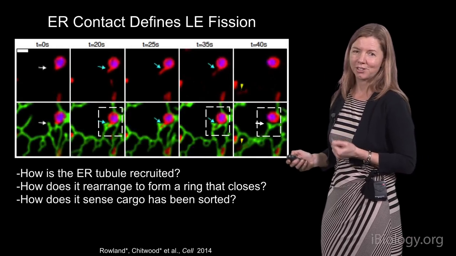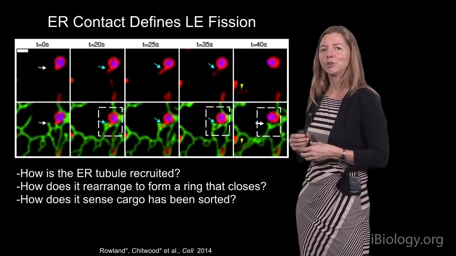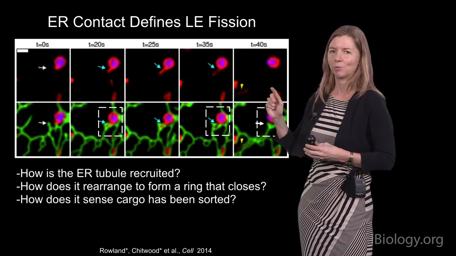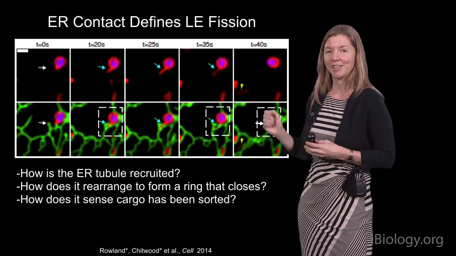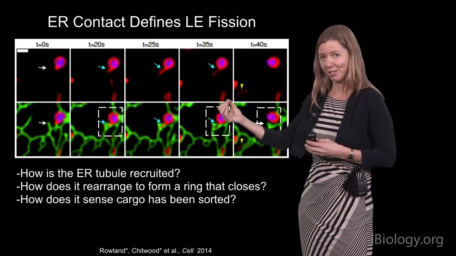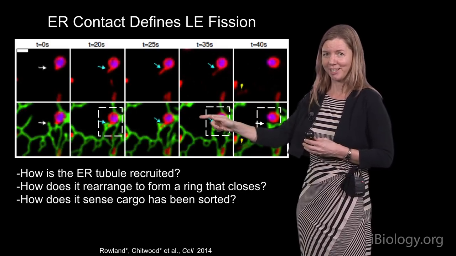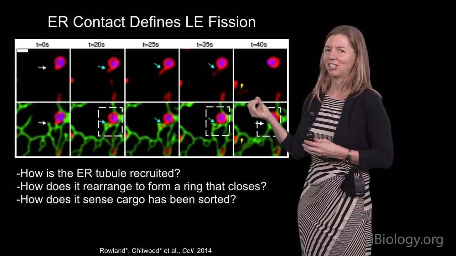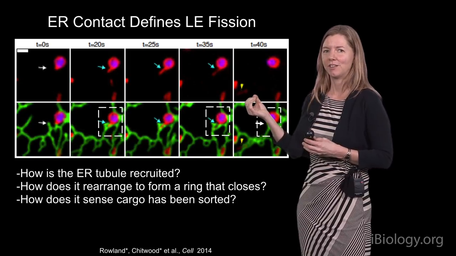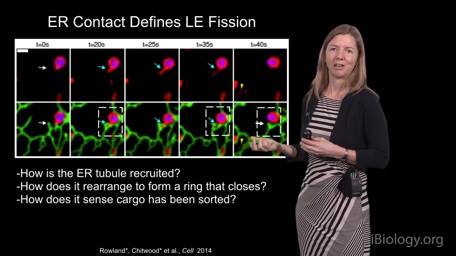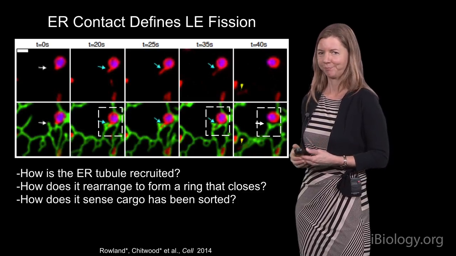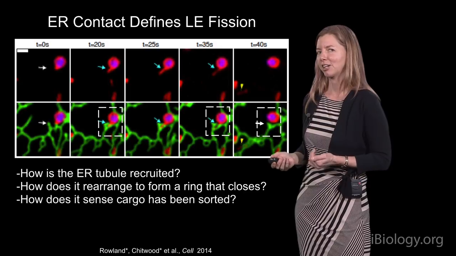So there's so many interesting things about this process. It is hard to imagine how an ER tube actually gets recruited to that bud, knows that the bud is starting to form, then makes the C to form a ring around the bud. The bud grows through the ring, and then the ring actually doesn't trigger a fission of that bud until after cargo is sorted, because you don't want to clip off a bud if it has no cargo in it. So how is this whole process actually regulated?